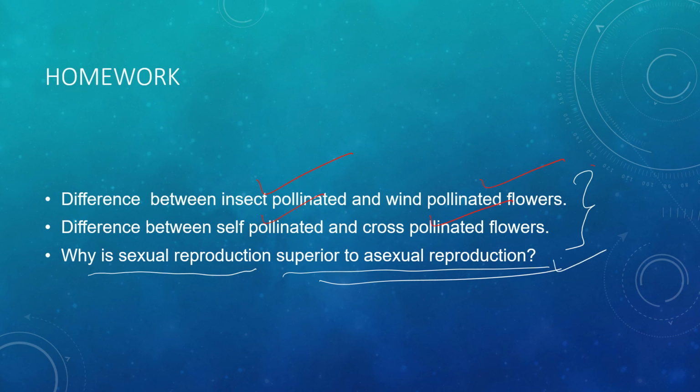Just write these answers. Keep them in your answer book, and if you have any doubts, I'll be discussing the answers in the next class, next video. Till then, get ready with your answers, so that if you have any queries you can ask me, right? So: why is sexual reproduction superior to asexual reproduction? The difference between insect pollinated and wind pollinated flowers, and the difference between self pollinated and cross-pollinated flowers.